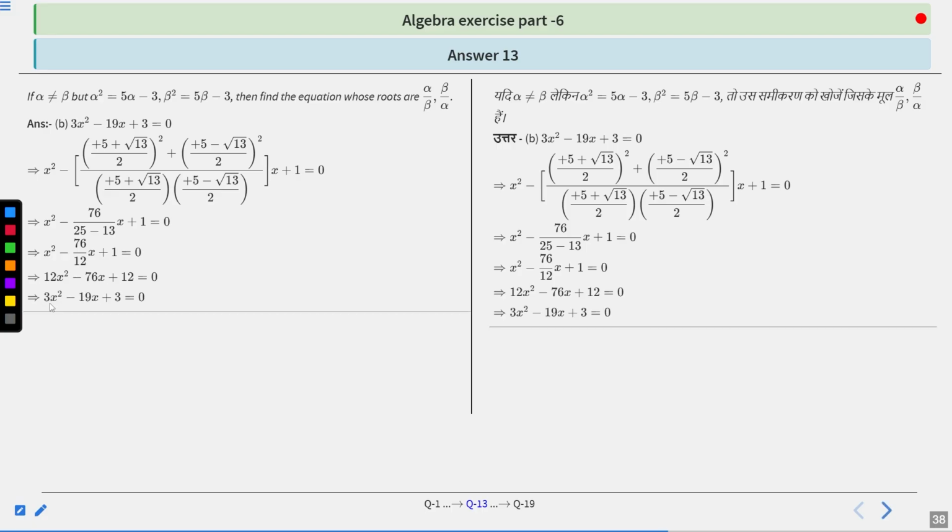Taking 4 common, we get 3x square minus 19x plus 3 equal to 0 as our required equation, which has roots alpha upon beta and beta upon alpha. That means option number B is the correct option.